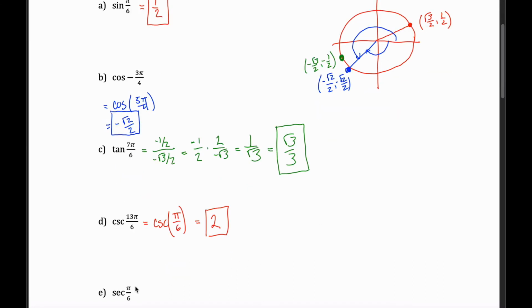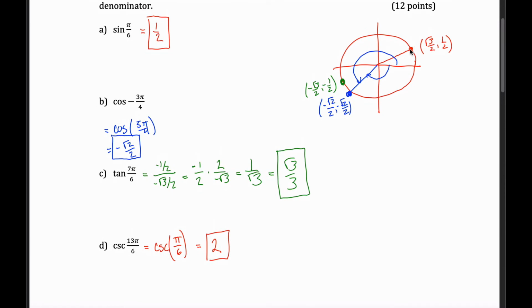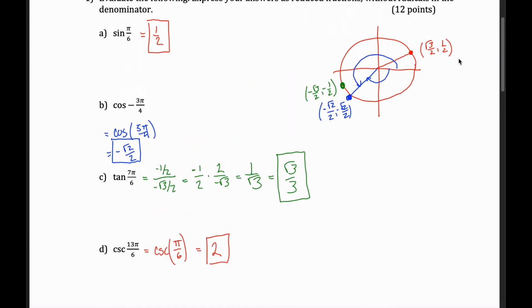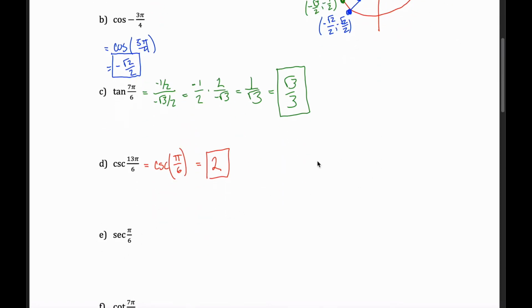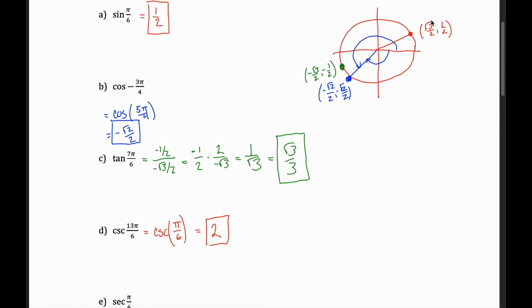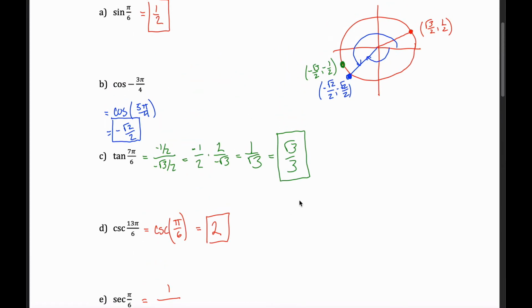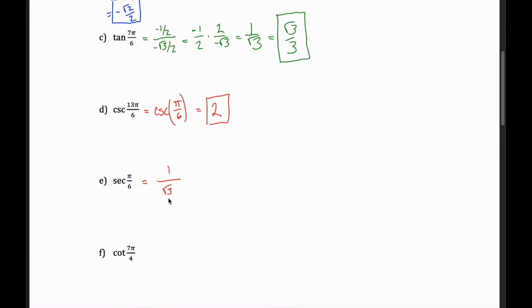What about the secant of pi over 6? Well, nice that it's pi over 6 again, because that's again referring to this point, which I know the x and y coordinates of. So all I have to know is how to come up with the secant from the x and y coordinates. Well, the secant is the reciprocal of the x coordinate. So I can take this root 3 over 2 and flip it upside down. Or maybe another way you learned it is it's 1 divided by the x coordinate. So it's 1 divided by that root 3 over 2.